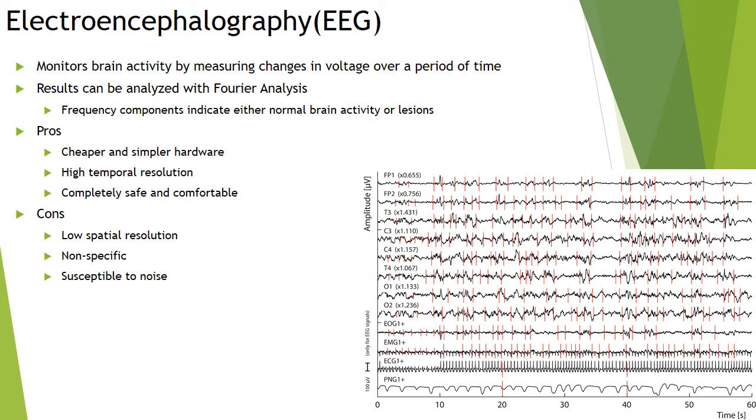Electroencephalography, or EEG, is a technique used to monitor brain activity by measuring changes in voltage over a period of time. Results are usually analyzed using a Fourier transform or Fourier analysis, where the frequency components indicate any abnormalities in the brain activity. Some of the pros of EEG include cheaper and simpler hardware compared to MRI and other methods, high temporal resolution, and it is completely safe and comfortable.